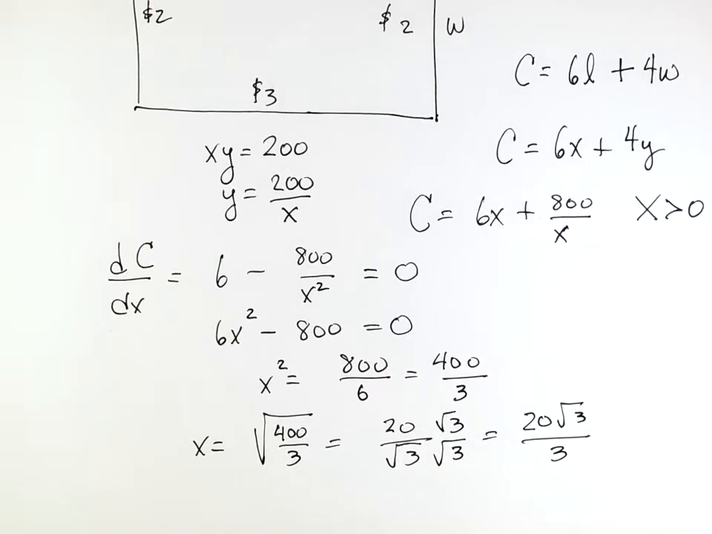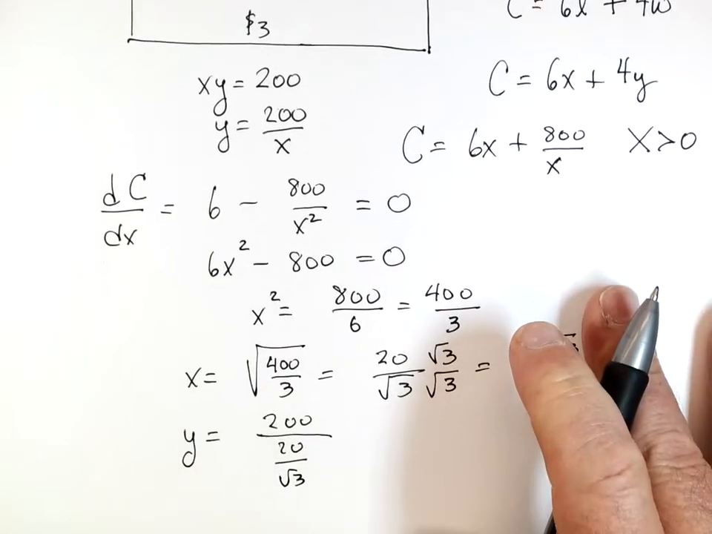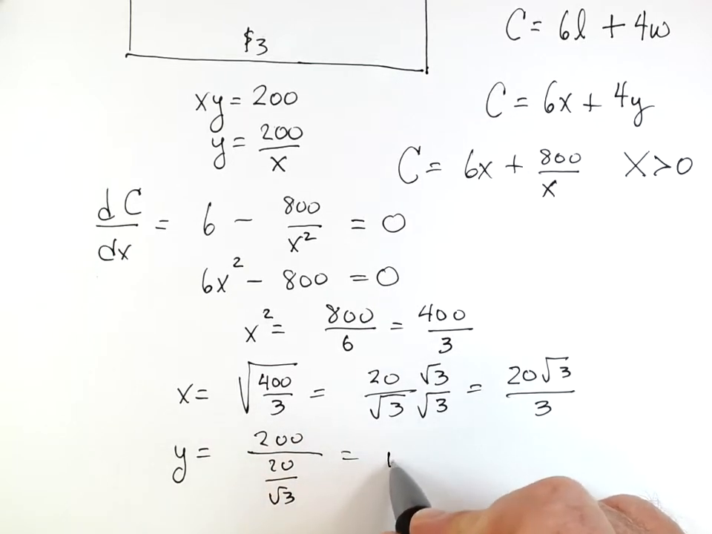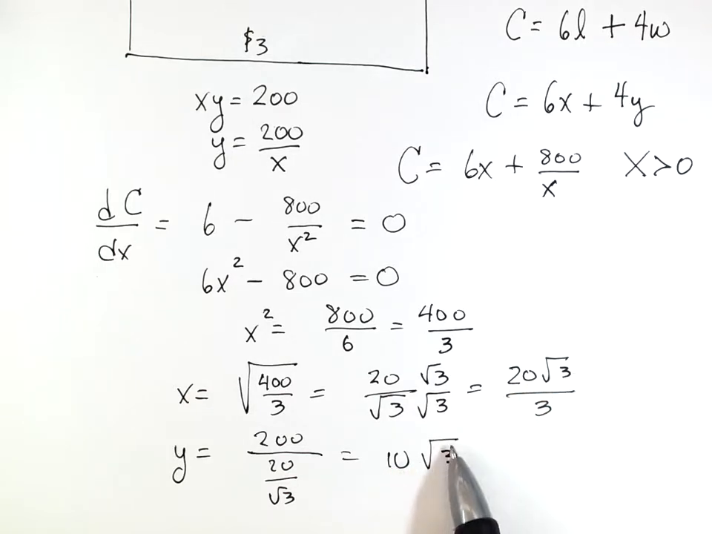Either way. The y value, by the way, is 200 over x, which in this case, I'm going to use the 20 over the square root of 3. Okay, that's x. And what do you get here? The square root of 3 comes up top, you get 10 square roots of 3 when you simplify all this. So x is 20 square roots of 3 over 3. The y would be 10 square roots of 3.